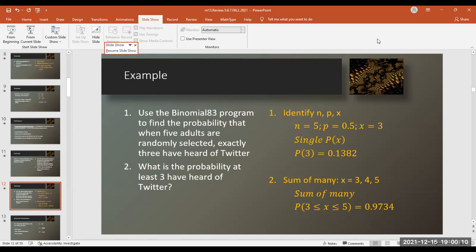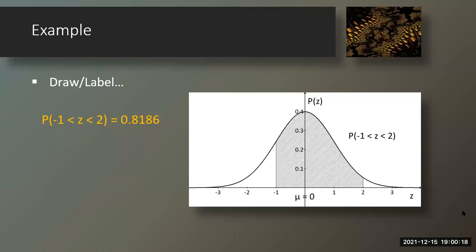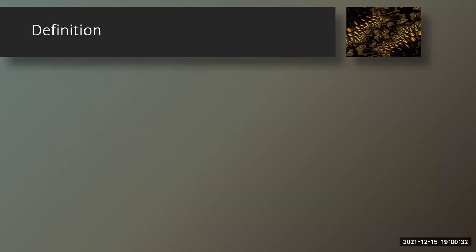Oh, wait, that's the wrong one. Sorry. There we go. All right, so drawing and labeling, and there's that probability, 0.819 to 3 significant digits. Really, a quick picture is so helpful there.